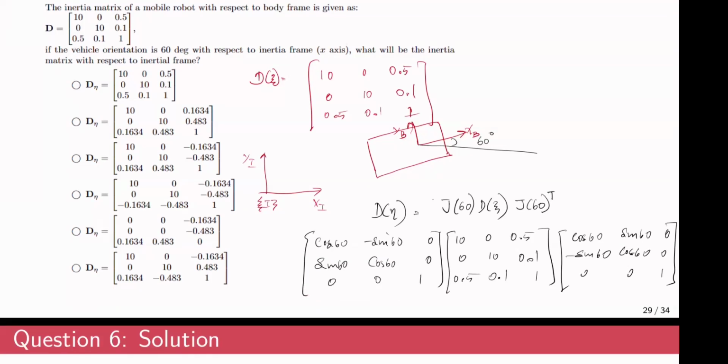So yeah, I would give the answer straight away. The answer would be, I believe it's option B. If you expand this out, you will get the numerical result as option B.